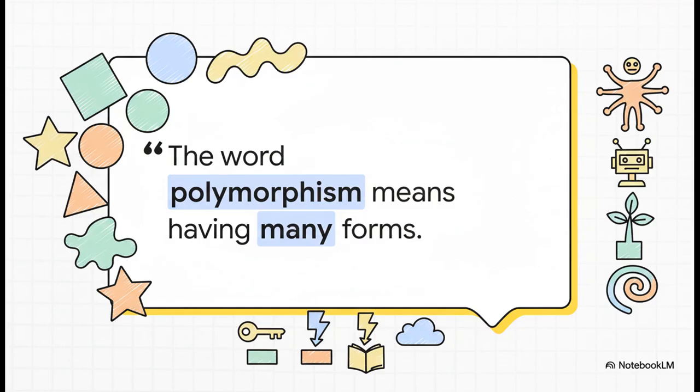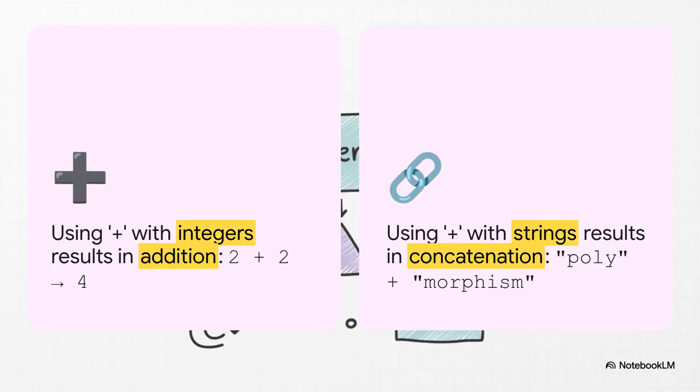It comes from Greek. Poly means many, and morph means form. So polymorphism is literally just the idea of something having many forms. If you can just hang on to that simple concept, everything else we talk about is going to click right into place. And here's the thing, you've almost certainly been using polymorphism for ages without even realizing it.